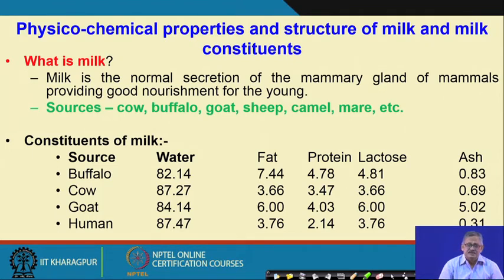And if you remember, in a very early class we had said the basic nutrients are fat, protein, carbohydrate, then minerals, vitamins and water, right? So, all these are the basic nutrients for the human body or any body. In that case, this milk, which is the mammary secretion of mammals, is also made of all these nutrients, and depending on the source, they are quite different, right?